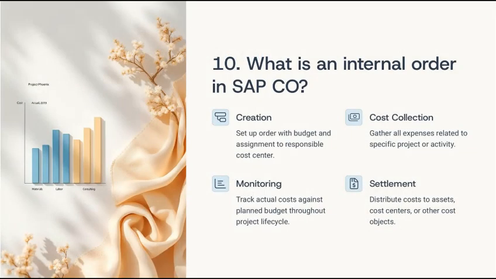10. What is an internal order in SAP CO? An internal order is a cost object used to monitor costs for a specific activity or short-term project. It helps track expenses and can be settled to other cost objects like cost centers or assets.